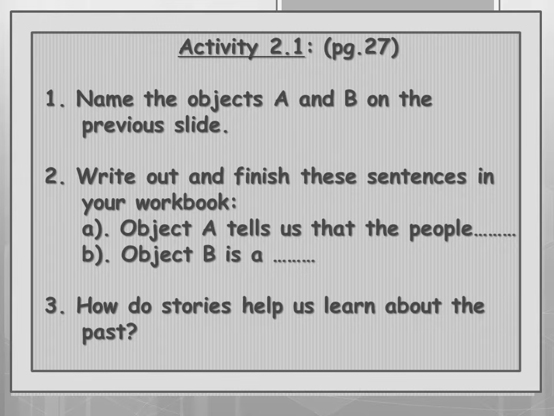Question 2. Write out and finish the sentences in your workbook. A. Object A tells us that the people, then you must write the answer for ma'am. What does that object on that picture A tell you? Object B is a, now you must go look for the answer. What is object B that's on that picture for you to write the answer for ma'am?